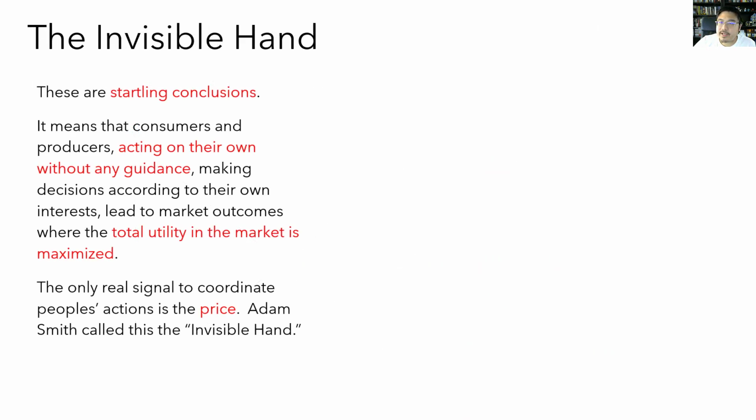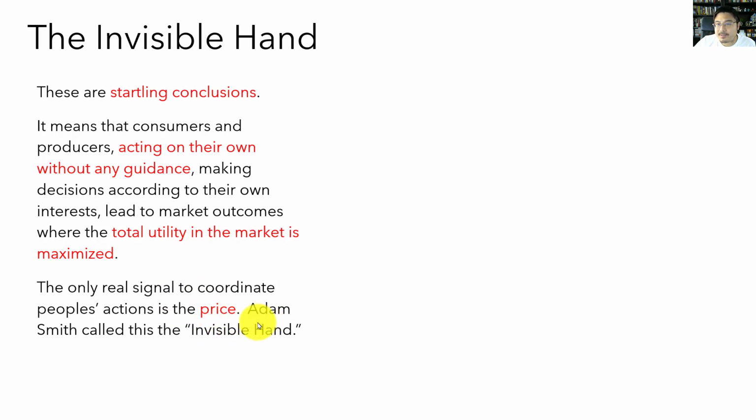So this is really quite a startling conclusion, because what it means is that consumers and producers, simply acting on their own without any outside guidance and simply making decisions according to their own interests, are going to lead to market outcomes where the total utility in the marketplace gets maximized, right? And the only real signal, you could say, to coordinate people's actions is literally just the price, right? Because people are making decisions looking at the price only.